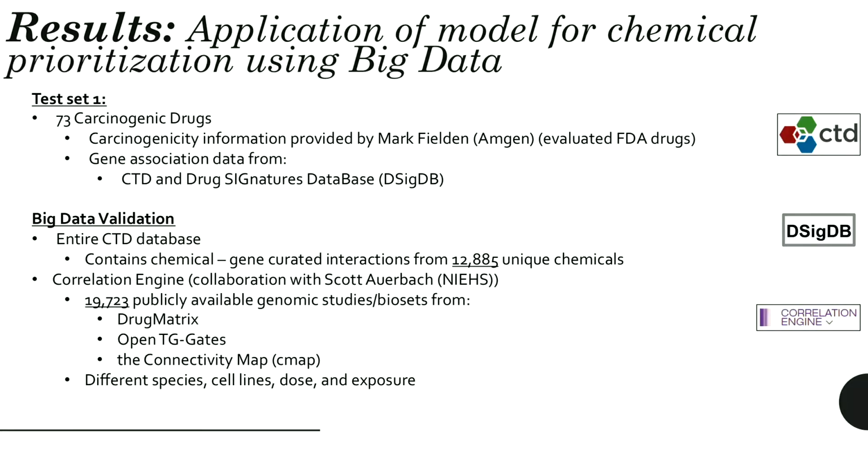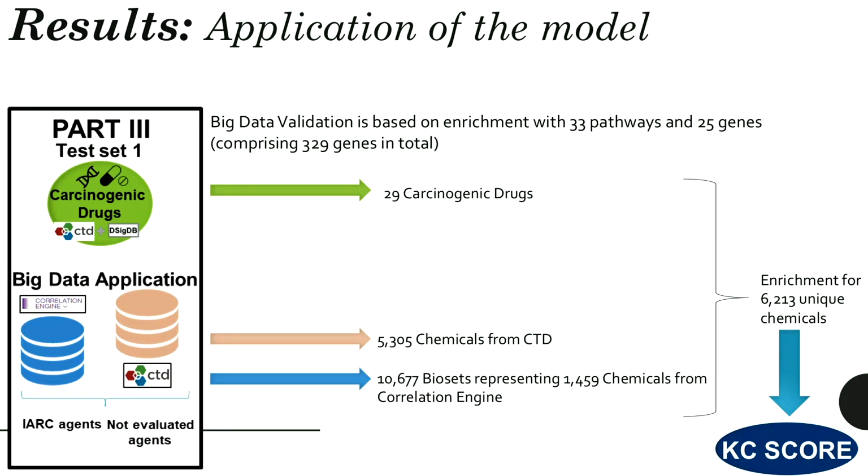So 2 very large databases to test our model. And what we found was that for 29 carcinogenic drugs, we were able to find enrichment using the 33 pathways and 25 genes we selected. From CTD, we were able to find enrichment for around 5,000 genes, and for the biosets, we found 10,000 biosets representing 1,459 chemicals from the correlation engine. So in total, around 6,000 chemicals that showed enrichment.